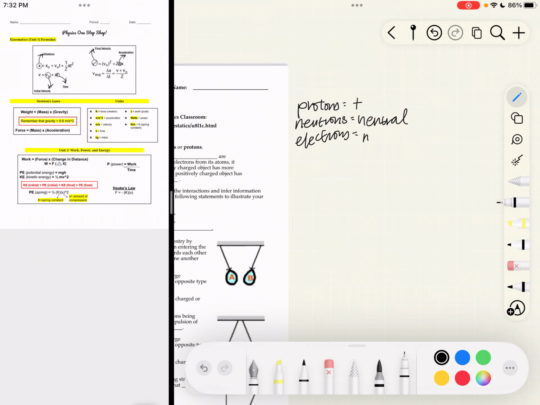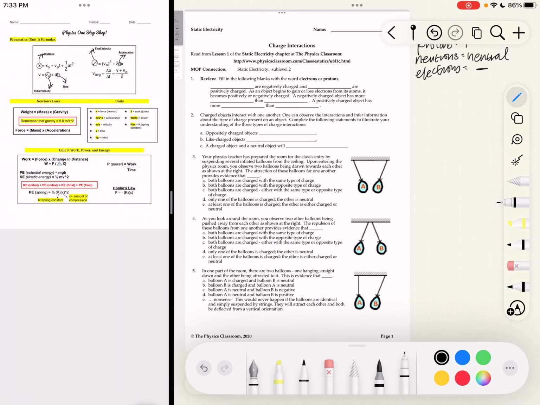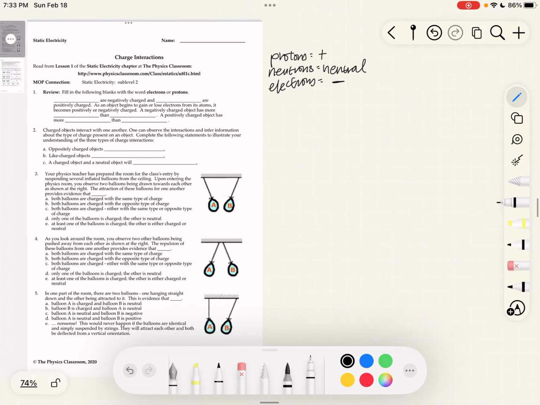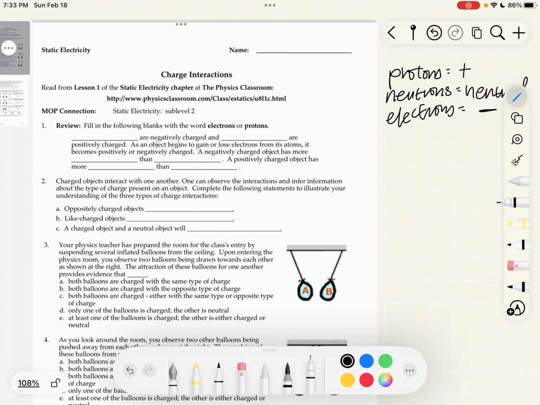Electrons are negative. Okay. Knowing all of this information already, can I move this? No. I don't need my one-stop shop right now, honestly, and it's bothering me. So blank are negatively charged. We know that electrons are negatively charged. And protons are positively charged.